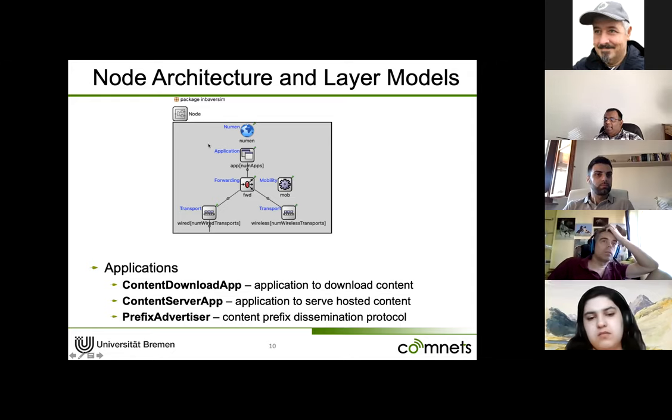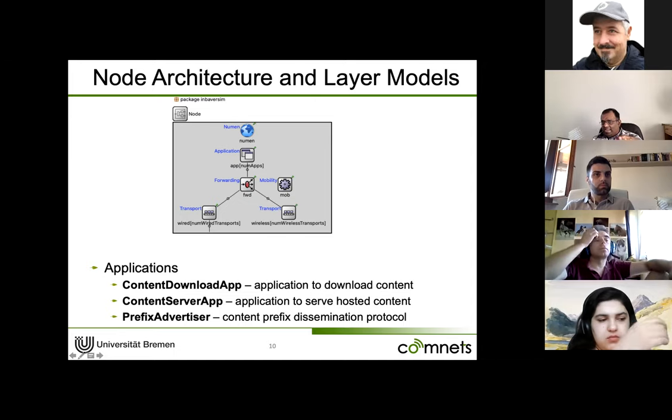Applications are self-explanatory here: content download and content server. One runs on the client node to request content. The content server is an application that hosts content, like for example YouTube. It hosts all this content, and when people request it, they download it. These are two applications that we have written already. This is very initial. We have not gone into very complicated applications like email, but this is just for us to know that this architecture works.